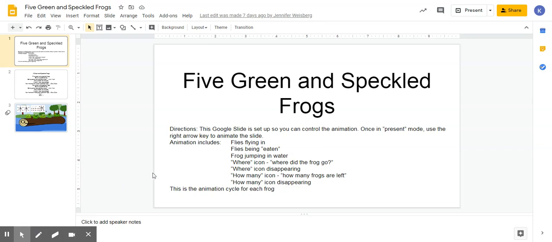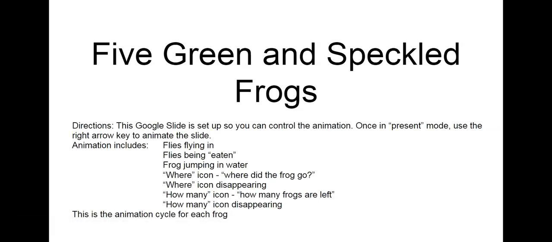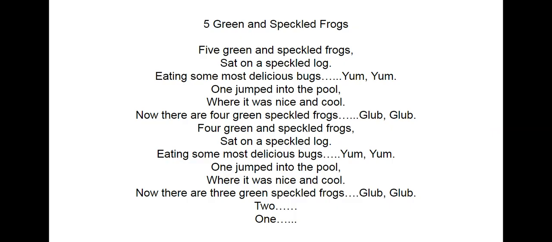The very first slide actually tells you how the slides work, how the animations work. It's the right arrow that you'll be using to click through the slides to cause the animation. And the first slide tells you what the animation includes: the flies being eaten, the flies flying in, the frogs jumping in the water, etc. So the first thing you want to do is put it into present mode. And then you're going to use the right arrow to scroll through the slides and to also get the animation started. And that's the song, 5 Green Speckled Frogs.